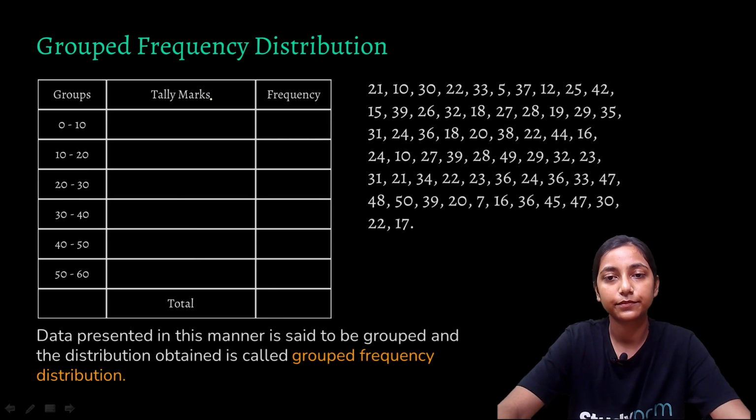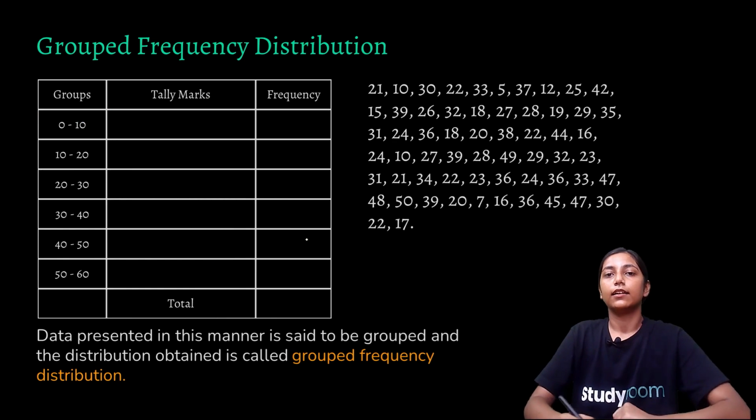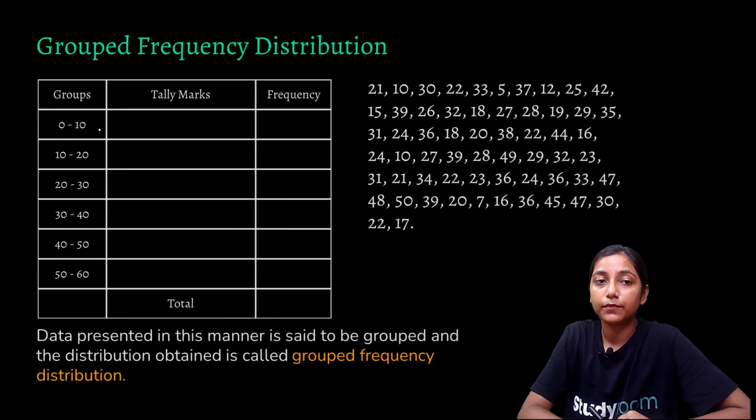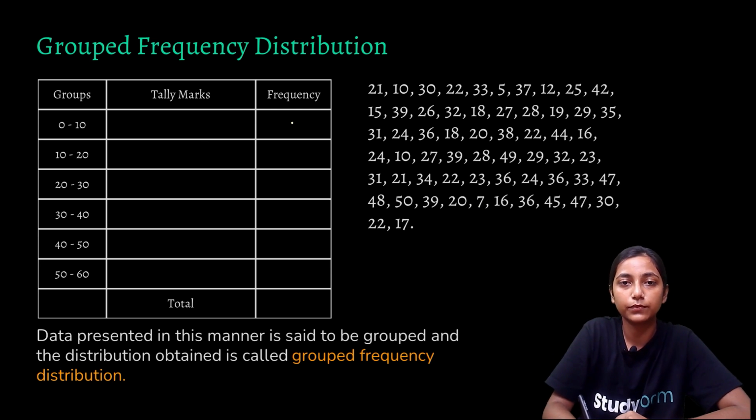Now we can solve this. For 0 to 10 or 10 to 20, the upper limit will be contained in the next higher class. So you can see that 10 will not be here. Similarly, in 0 to 10 we have 1, and then this 2, only 2 students. We can write it as 2.